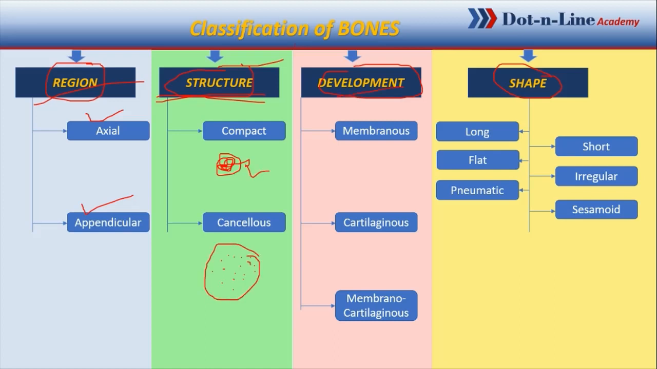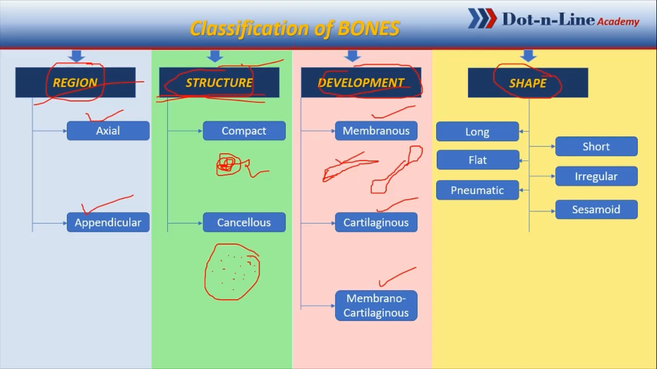On the basis of development, how is that bone developed in the fetus, or after the fetus when the development phase is there? There are three types: membranous, cartilaginous and membranocartilaginous. When the bone is developed through a membrane, a group of bone-forming cells forms a membrane, and through that membrane the bone is formed.